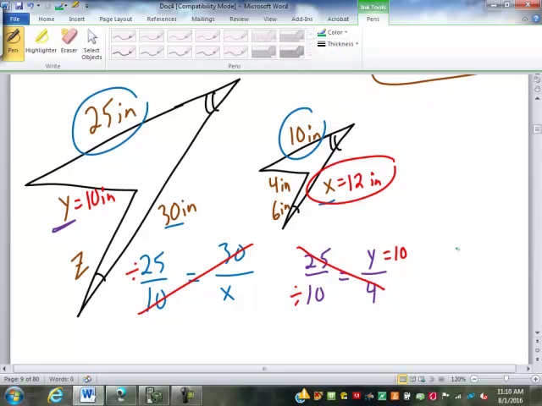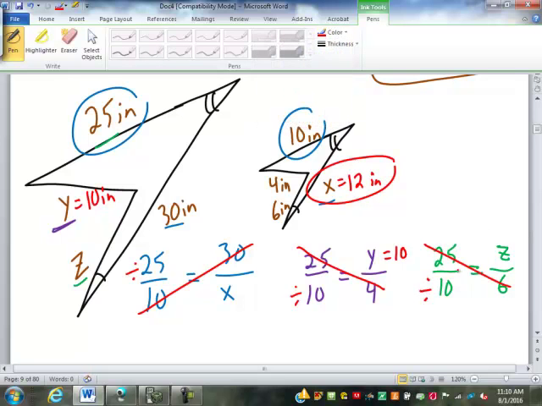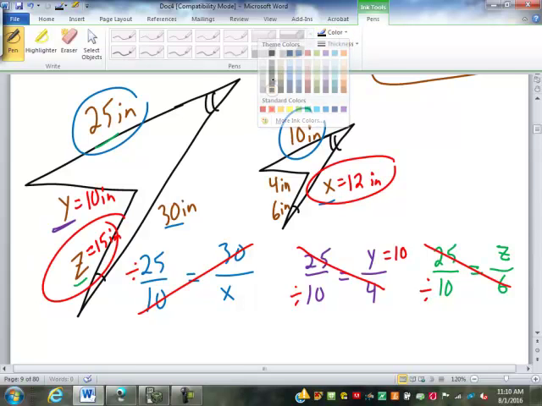And for Z, we start out with 25 over 10. Where's our Z going to go? Top as well, because that's with the 25. What goes below the Z? 6. And cross multiplying and dividing gives us that Z is 15. How many had all three of those? Okay. Well, next.